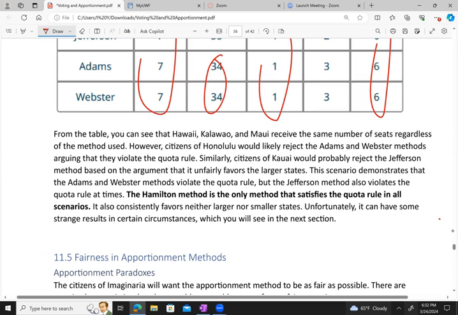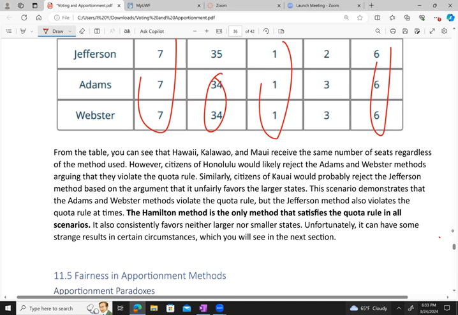The Hamilton method is the only method that satisfies the quota rule in all scenarios. It also consistently favors neither larger nor smaller states. Unfortunately, it can have some strange results in certain circumstances, which we'll see in the next section.